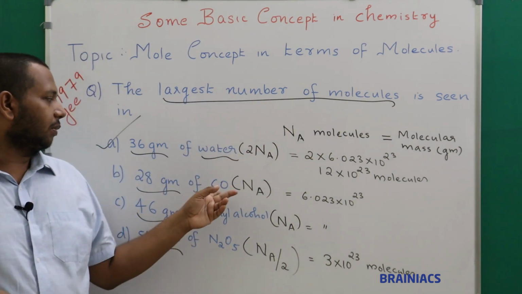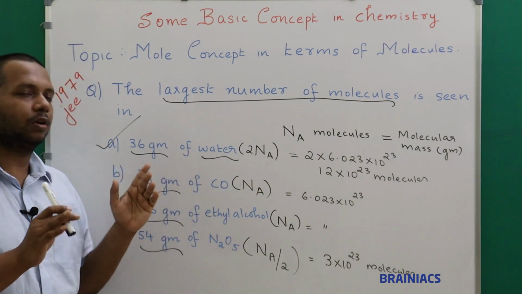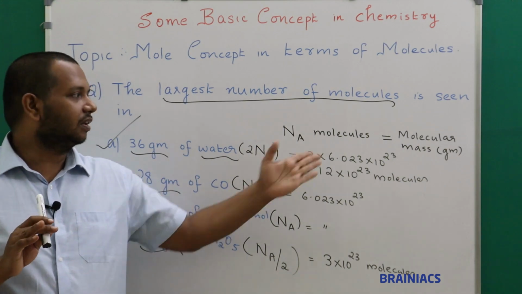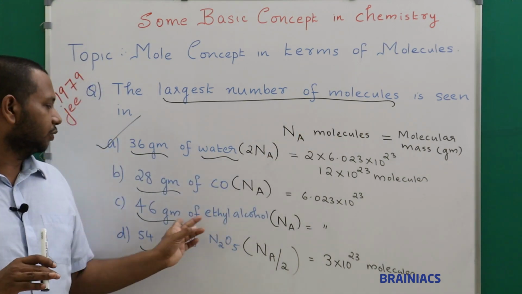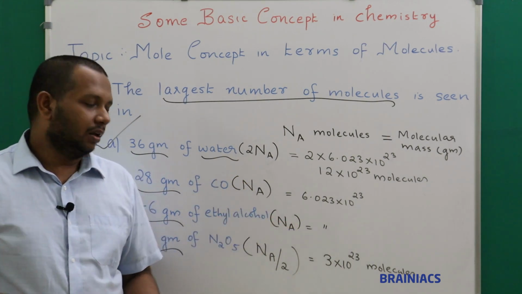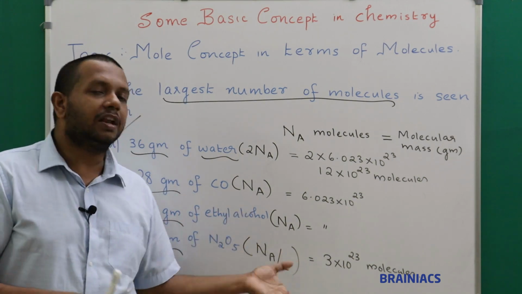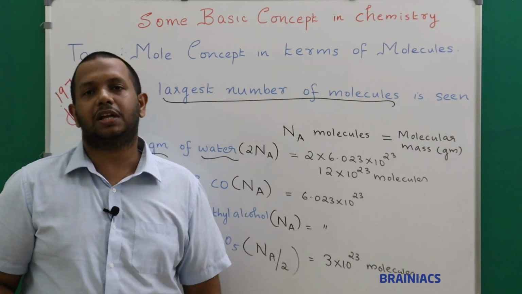That's it. Carbon monoxide 28 grams. So exactly they are asking the molecular mass, that will have Na molecules. That is a fundamental relationship. And here also ethyl alcohol, on calculating I understood 46 gram, then it will also have Na. Then this I got it as 108 and they are asking 54, half of it. So it will be Na by 2. So I can easily take option A as the answer.